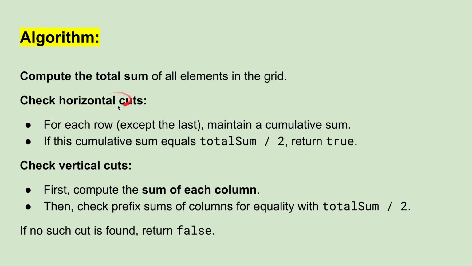So for the check, how will you check the horizontal cut? For each row except the last one, maintain a cumulative sum, meaning 1 plus 4 becomes what? 5. And if the cumulative sum equals half the total sum, what is the total sum? 10, by 2 is equal, return true. Similarly, check for the vertical one. How will you check? First compute the sum of each column, column 1 and column 2, and then check whether the prefix sum equals total sum by 2. If it is happening, return true, otherwise no such cut is there.